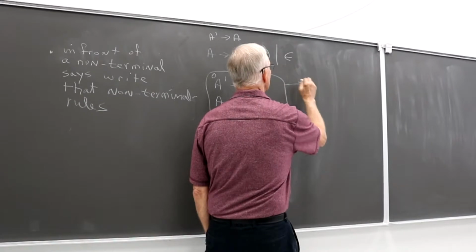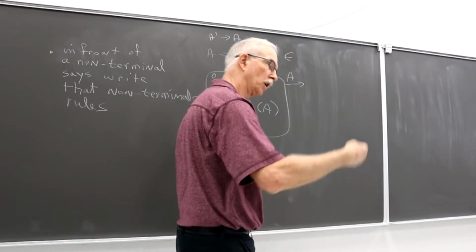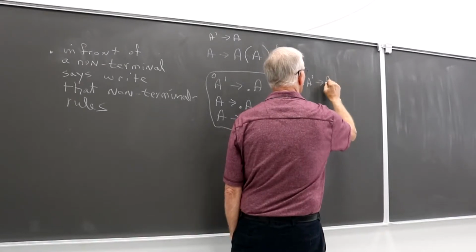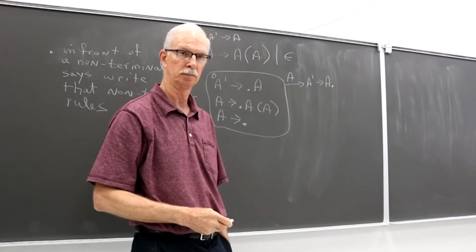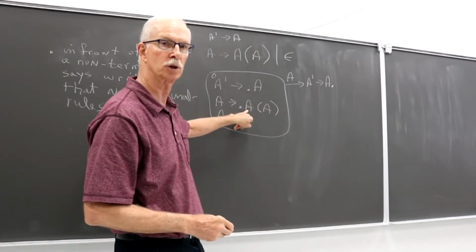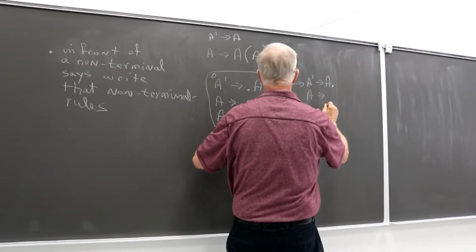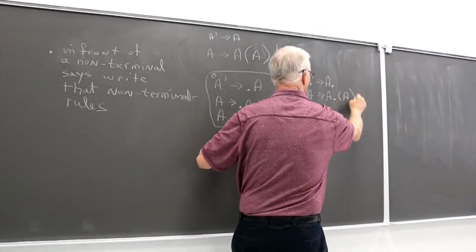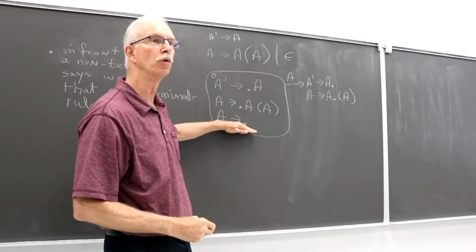Then we can see an A. As we're parsing, we might end up with an A. So we get A prime goes to A dot. We move the period across the A. Well, if we move it across this A, we move it across this A as well. And so we have in here A goes to A dot paren A paren. The dot is at the end of the rule. There's nothing to move it across now.